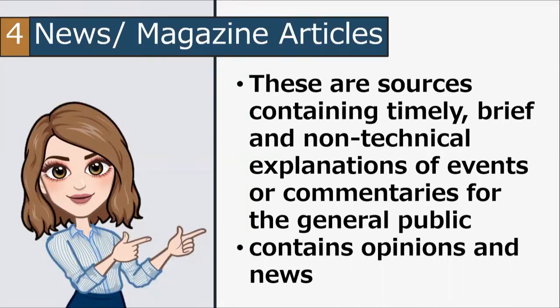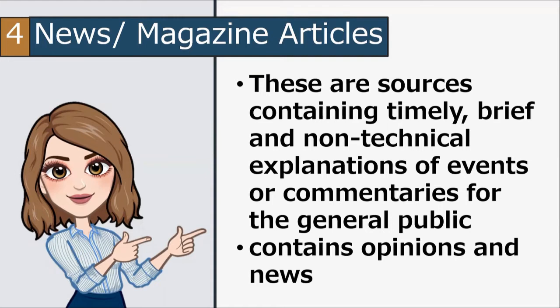Fourth are news or magazine articles. These are sources containing timely, brief, and non-technical explanations of events or commentaries for the general public. This contains opinions and news. It is very easy to gather information from this type of source, for they are regularly published, just like books. The newspapers are published on a regular or daily basis, and the magazines are usually published on a monthly or annual basis.